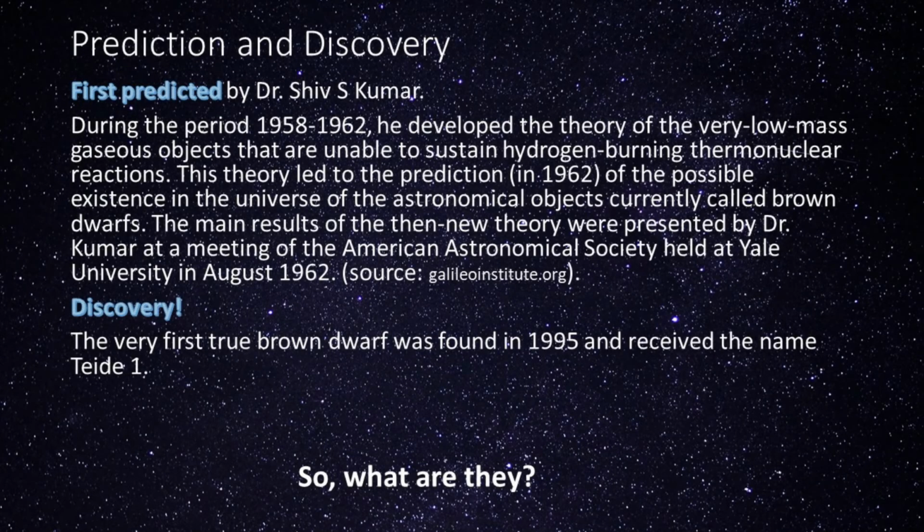Prediction and discovery. Brown dwarfs were first predicted theoretically by Dr. Shiv S. Kumar. During the period of 1958 to 1962, he developed the theory of very low mass gaseous objects that were unable to sustain hydrogen-burning thermonuclear reactions. This theory led to the prediction and subsequent discovery of the first true brown dwarf, which received the name Teide 1. So, what are they?